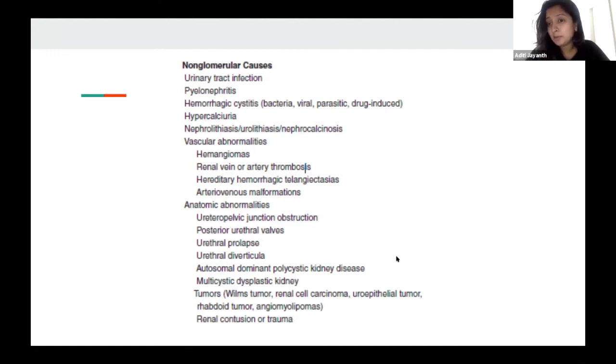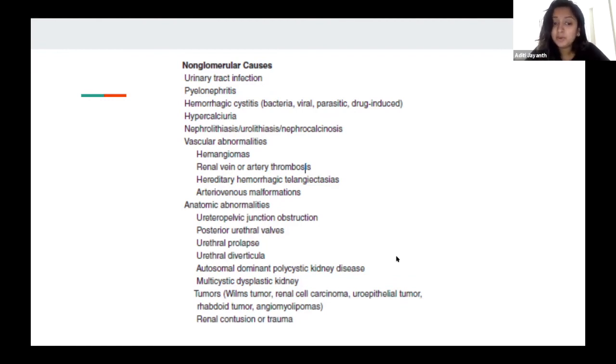And then your vascular abnormalities, which we don't necessarily always think about. They're not obviously as common, but something to keep in mind. So renal vein or artery thrombosis, hemangiomas, AVMs, and then just anatomic abnormalities, which we do see a decent bit of. So UPJ obstruction, posterior urethral valves. Usually PUV is diagnosed on a fetal sono and primarily diagnosed fairly early in the course of the child's life. They often present with recurrent symptoms, but something to consider as well in the event that they are presenting to you.